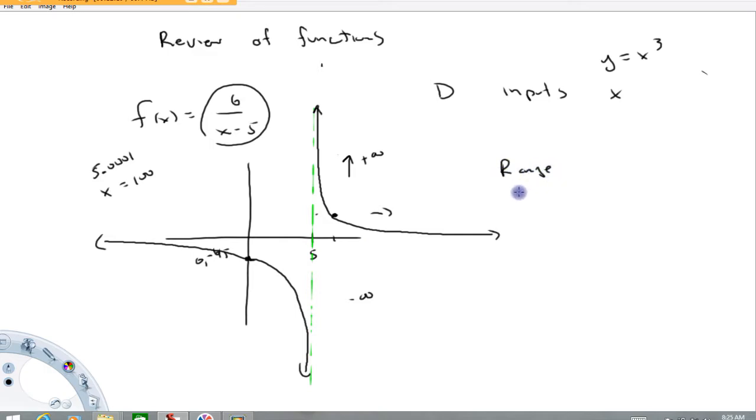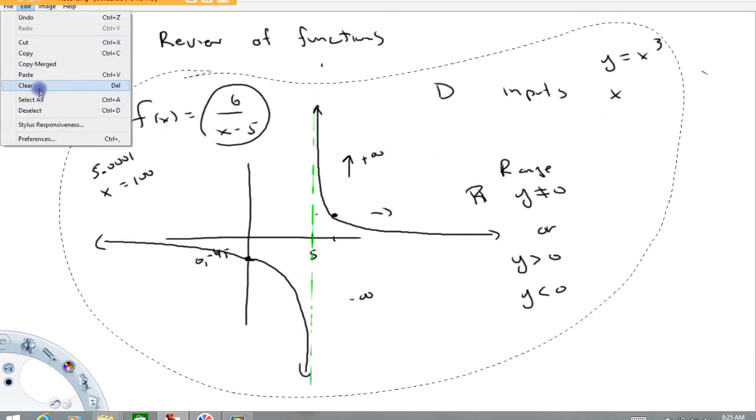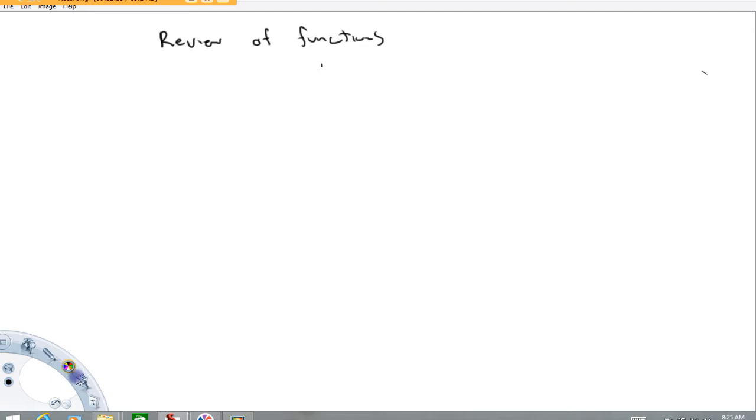So our range, one way to say it is this: y cannot equal 0. It's all real numbers except 0. Another way to express that, how about y is greater than 0 or y is less than 0? But we wouldn't put equality on there. So either of these are kind of acceptable, or we can basically say all real numbers except 0. That's how I would state it. So there's the range of that function. Let me do a couple more here because this video is getting kind of long. Get rid of this.